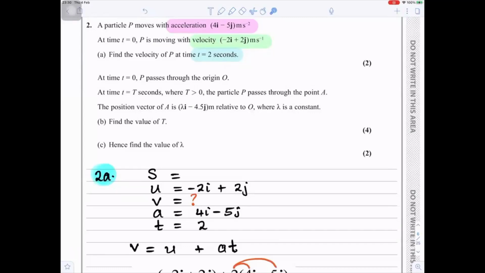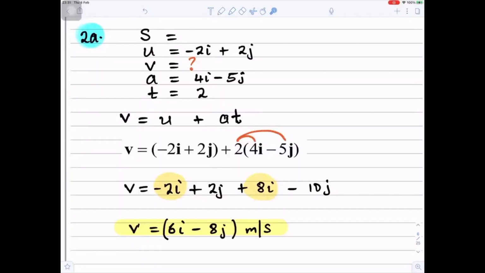A particle P moves with acceleration 4i minus 5j meters per second squared. At time t equals 0, P is moving with velocity minus 2i plus 2j meters per second. Find the velocity of P at time t equals 2 seconds. So we're going to use the SUVAT equation. We first write down SUVAT and put in the values we know. U, the initial velocity, is minus 2i plus 2j. V, the final velocity, we don't know. That's what we're looking for. Acceleration is 4i minus 5j, and t is equal to 2 seconds.